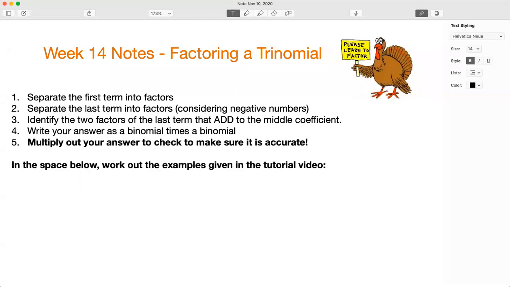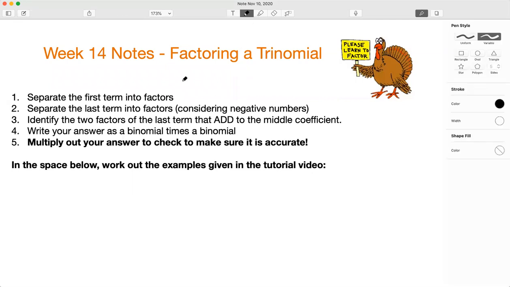Week 14 notes. This is factoring trinomials. So our steps are right here, 1 through 5. And this, I would say, is probably the most important skill that you will learn all year in algebra. Something that will carry you through geometry, algebra 2, pre-calculus, calculus, and beyond. This skill is central in algebra, so you must learn it.